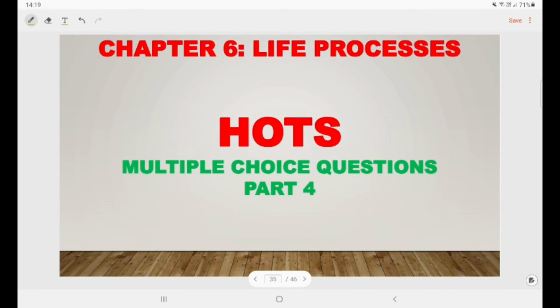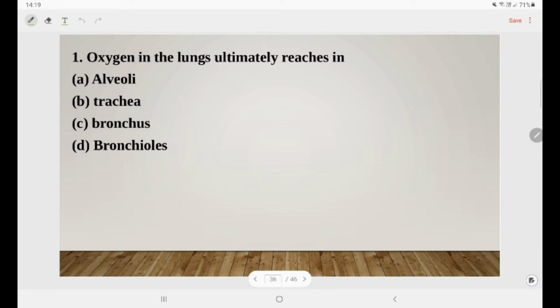Today I have brought some important HOTS questions from the chapter Life Processes, and the topic for today is respiration. So let's get started with question number 1 of the series. The first question says oxygen in the lungs ultimately reaches the alveoli of the lungs. So alveoli are the sacs where the oxygen reaches, and here the gas exchange also takes place.